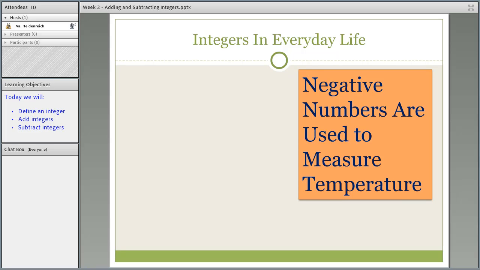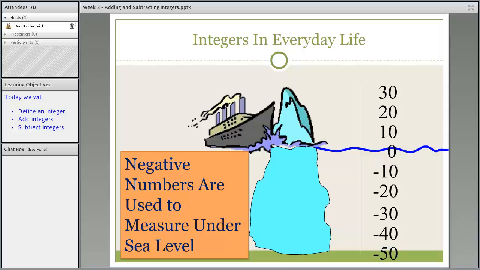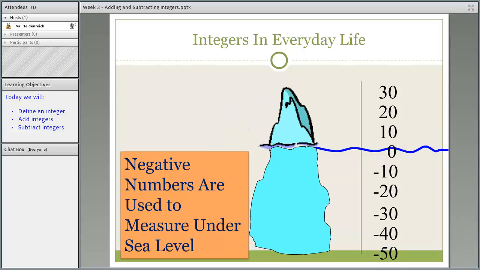All right, I wanted to just end with a little bit of explanation about where we see negative numbers in real life. So we do use negative numbers with temperature. You've heard of things like negative 2 degrees or negative 10 degrees. That would be pretty cold if we were dealing with Fahrenheit. So we definitely see negative numbers there. Here's another example. We use negative numbers to measure below sea level. So 0 would be sea level, and then anything below sea level would be a negative number.